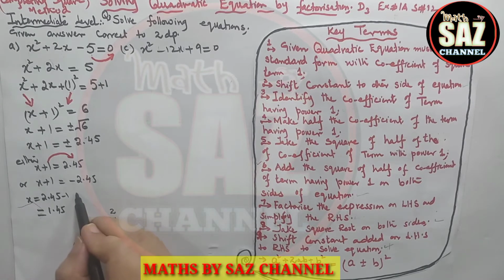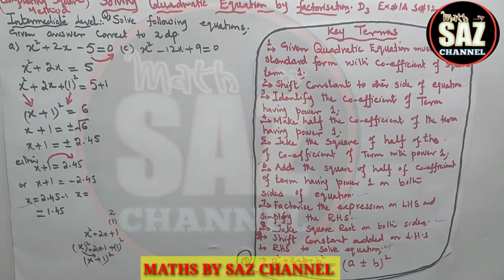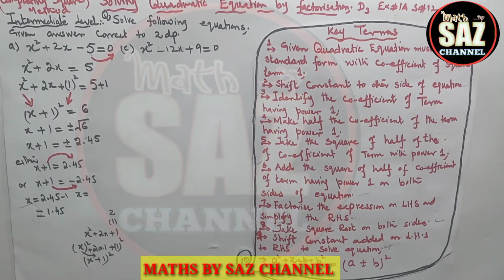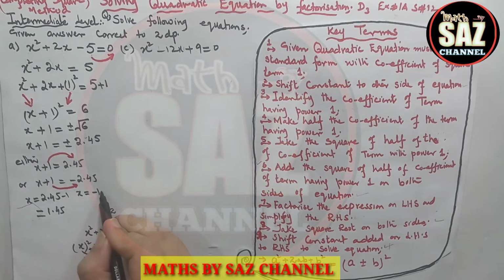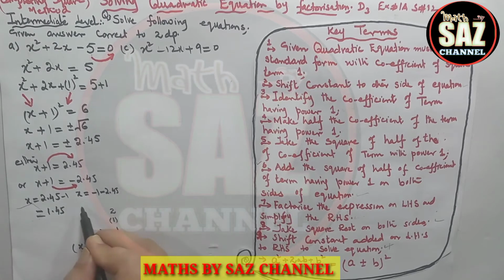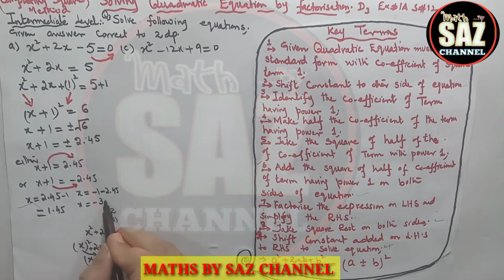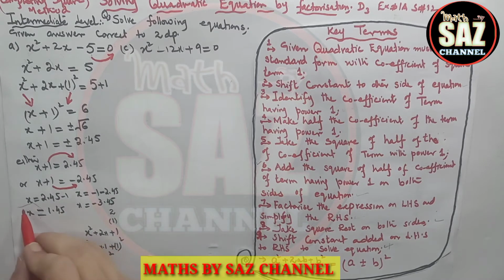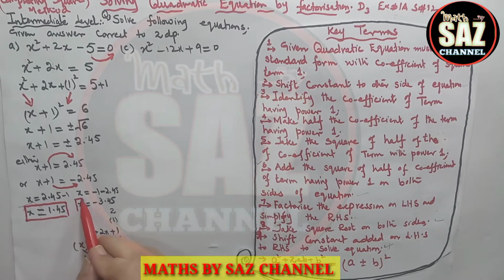And coming to the second part, x equals, I have to shift this 1 to the other side, minus 2.45, and x equals minus 3.45 up to 2 decimal places. I hope you are clear about this question and how to express the given equation in the completing square form and express your answer up to 2 decimal places. Let's move to the next question.